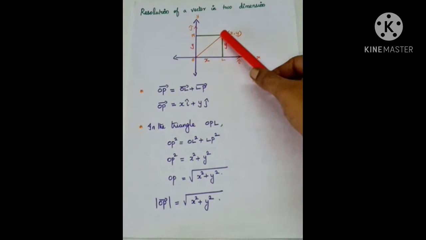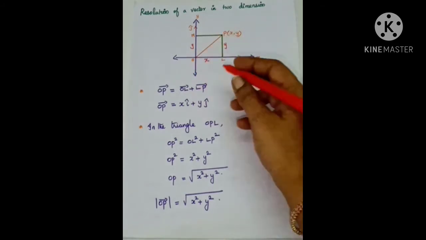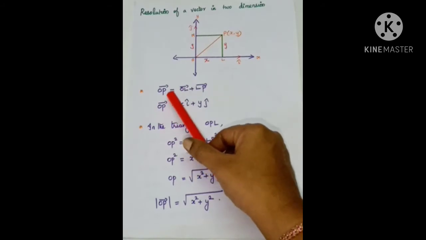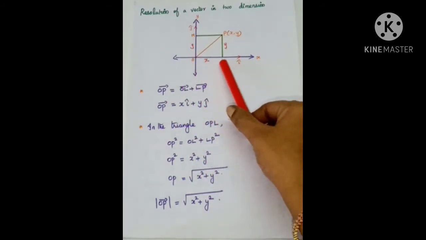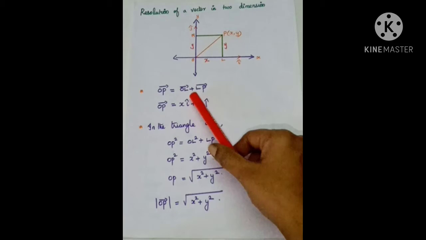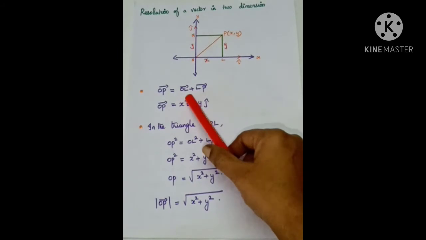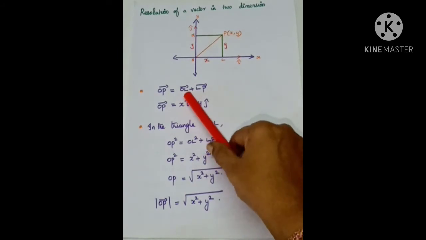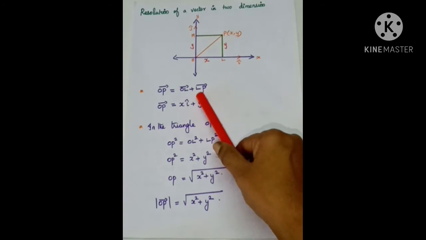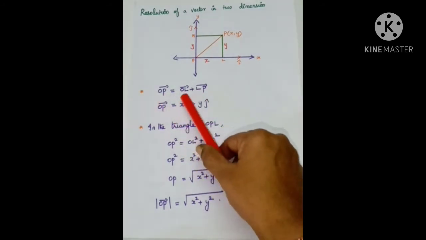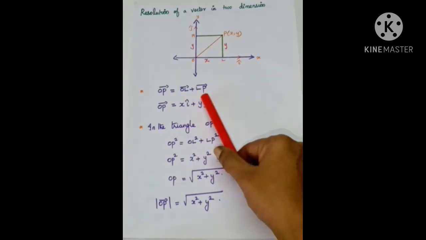So using the triangle law of addition of vectors, you consider the triangle OPL. So OP vector, how will it be written? OL vector plus LP vector. In the triangle law of addition of vectors, the terminal point of the first vector should coincide with the initial point of the second vector. So OP vector can be written as OL vector plus LP vector.